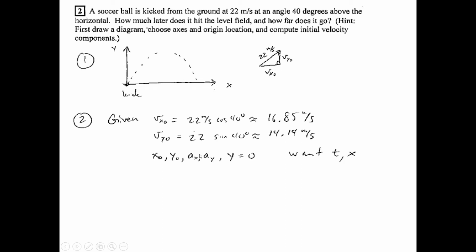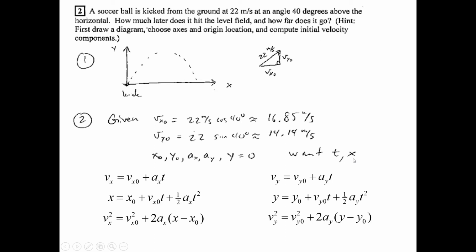So what are we given? We're given x0 and y0. They're both 0. ax is 0. ay is minus 9.8. y final is also 0, if I'm calling this right before it hits final, it's gotten back down to the field. And what we want is the time it takes between initial and final and how far it goes horizontally. That's our x final. In some books they actually put a little f after the x, but I think Giancoli doesn't, so I'm trying to follow him here.